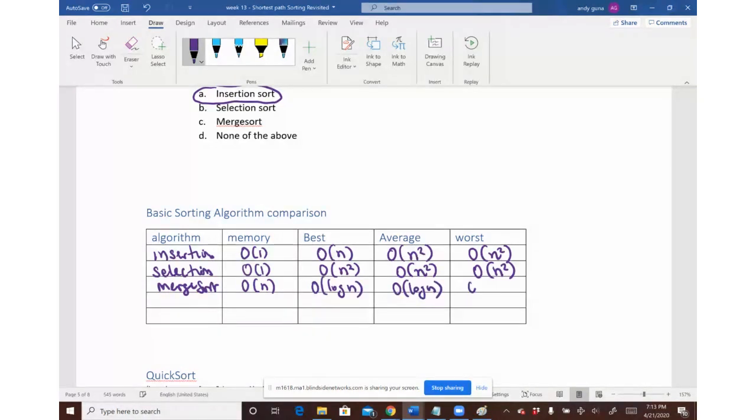For merge sort, it has a very consistent performance for all cases. In fact, if you use the Java API sorting algorithms, they are mostly implemented with merge sort to guarantee, oops, not log n, it's n log n, sorry about that. So merge sort is n log n. That's what the idea is.